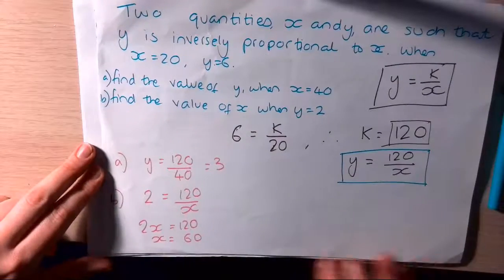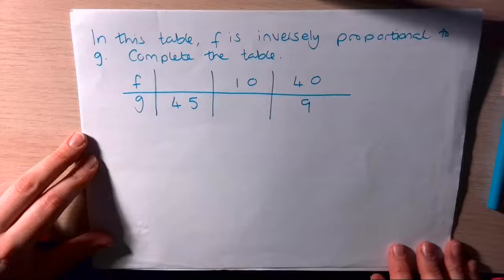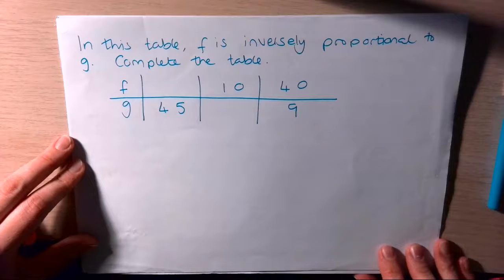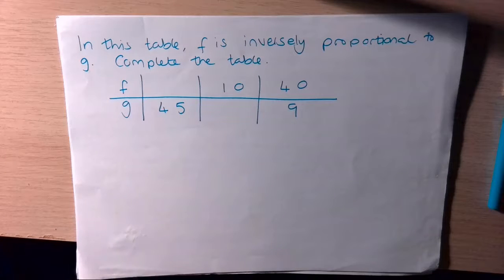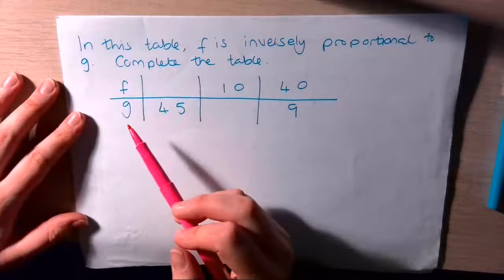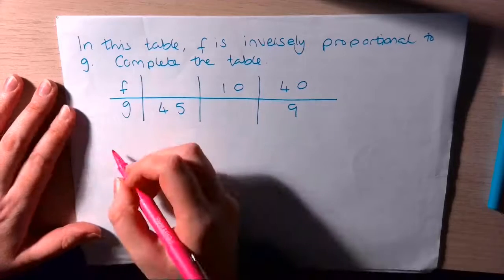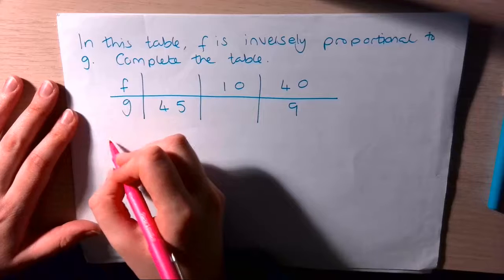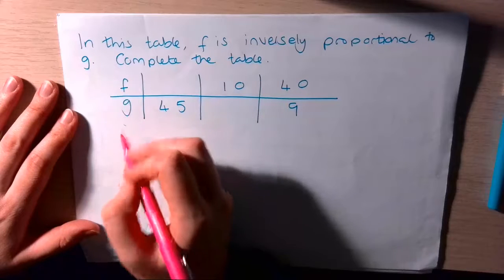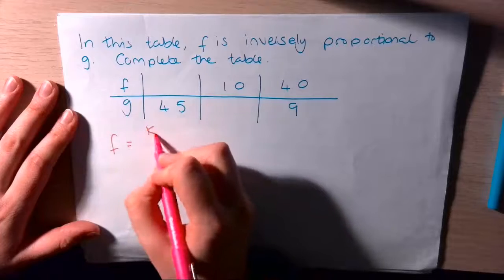Very similar to what we did yesterday. And again, a very similar question to what we did yesterday here. These examples are quite nice because they should allow you to compare and contrast with what we did yesterday. So in this table, f is inversely proportional to g. Complete the table. So straight away, we're going to use the equation, and this time not y and x, but f and g. So f equals k over g.